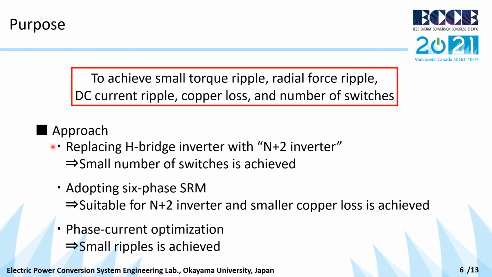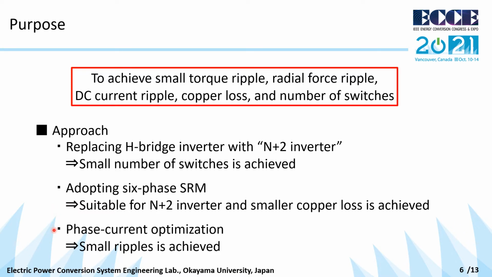First, we replace the conventional H-bridge inverter with another inverter named N+2 inverter. As a result, the number of switches is reduced. Second, we adopt 6-phase switched reluctance motor rather than 5-phase switched reluctance motor. Because the 6-phase switched reluctance motor is suitable for the N+2 inverter, and the copper loss is further reduced.